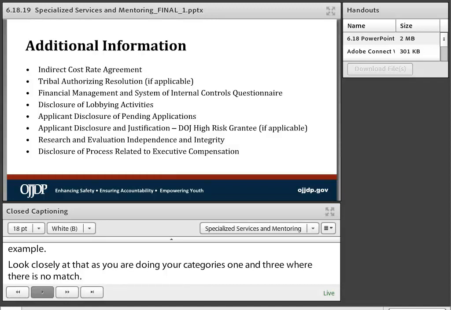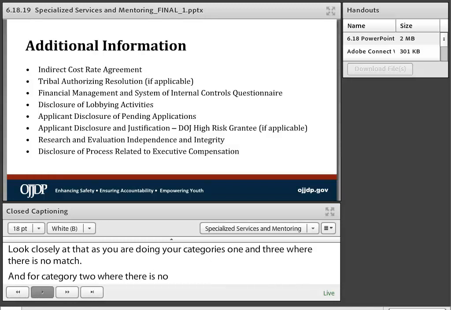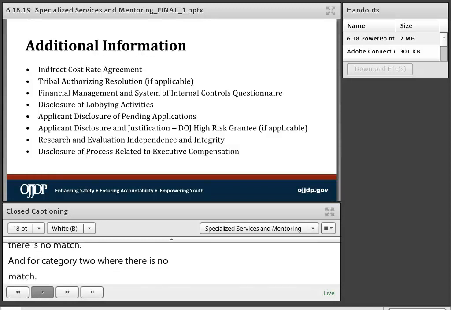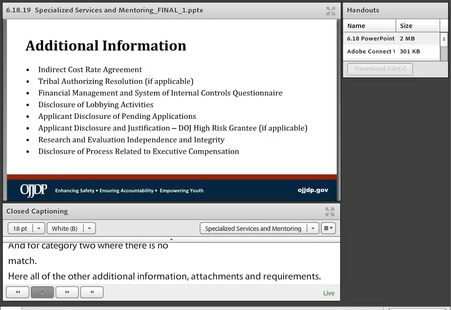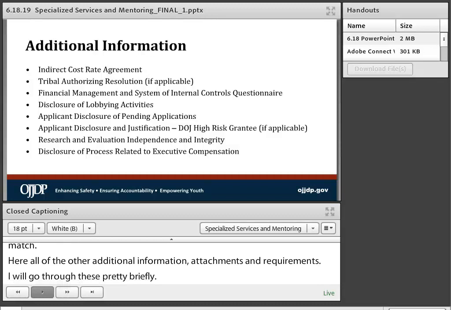Here are all the other additional information, attachments, and requirements. I'm going to go through each one of these pretty briefly. It's detailed in the solicitation as well as the resource guide, but just so that you are familiar and you take a close look at what has to be submitted and what, if it is applicable to you, needs to be submitted.